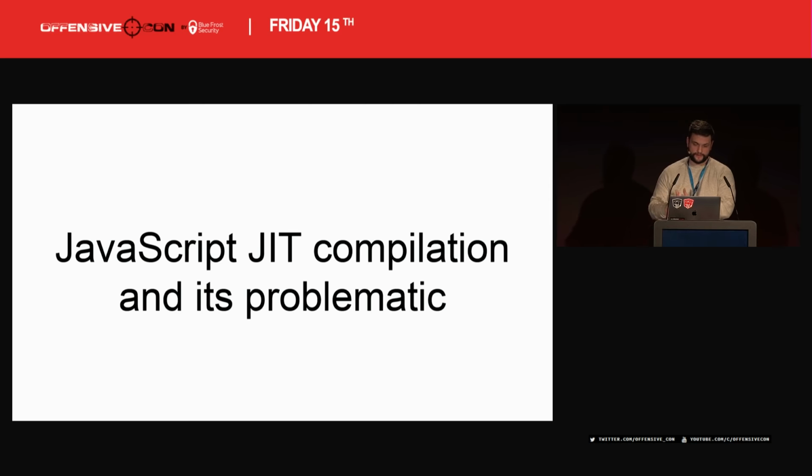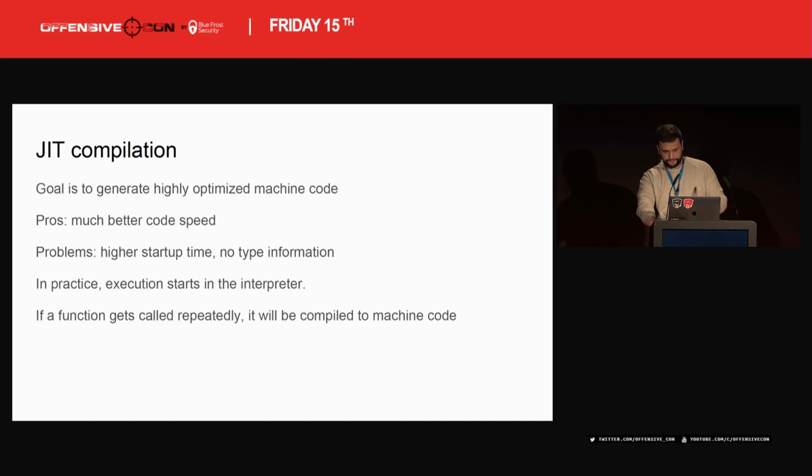So that's it about the internals. It's really brief, but that's all we will need throughout the talk going forward. Now we'll dive into JavaScript JIT compilation and the problems associated with it. The goal of JIT compilation is to generate highly optimized machine code. The upside is that you get much better running speed, but you have the problem of higher startup time because compilation takes time, and JavaScript also doesn't have type information, so you have to deal with that somehow. In practice, your execution starts in the interpreter, and if something gets called repeatedly, such as a function, it will be scheduled to be JIT optimized and compiled down to machine code.